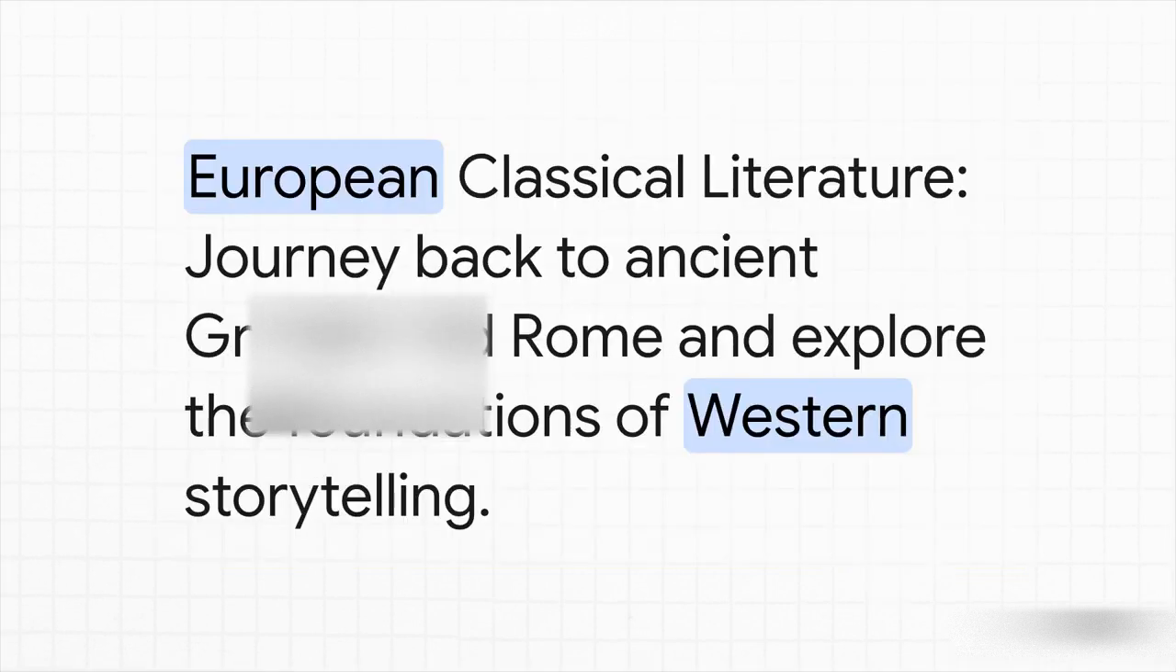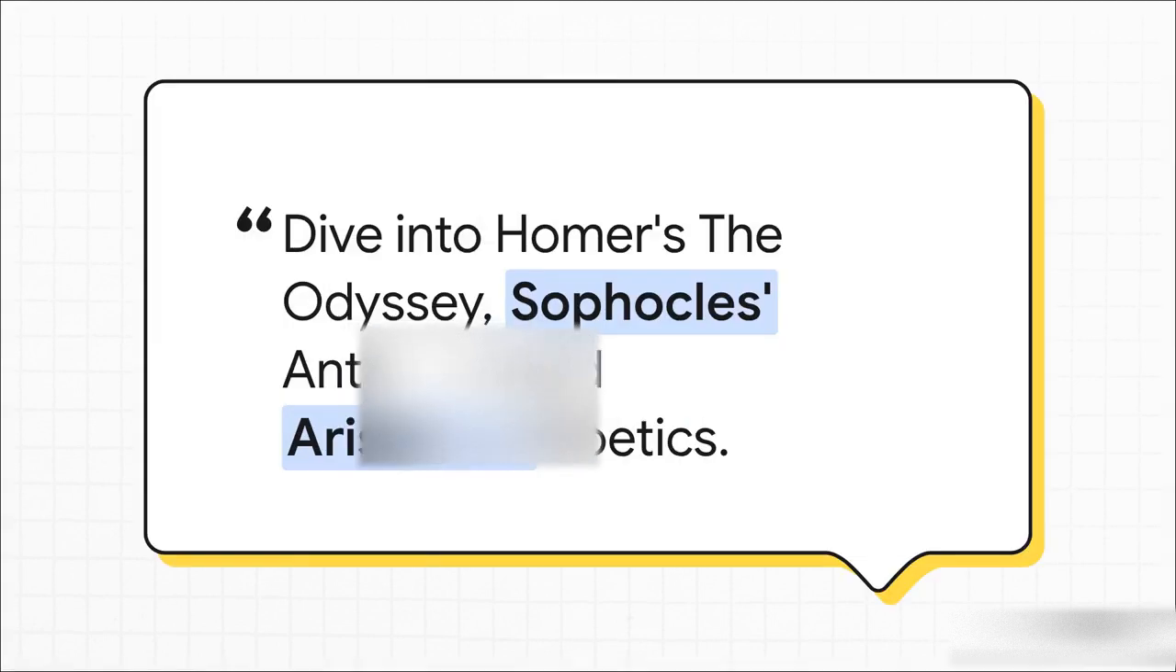Okay. Next up on our core adventure list, we're basically jumping in a time machine and heading way, way back to ancient Greece and Rome. This course, European Classical Literature, is all about exploring the very beginnings of Western storytelling and thinking. And when I say epic, I mean epic.